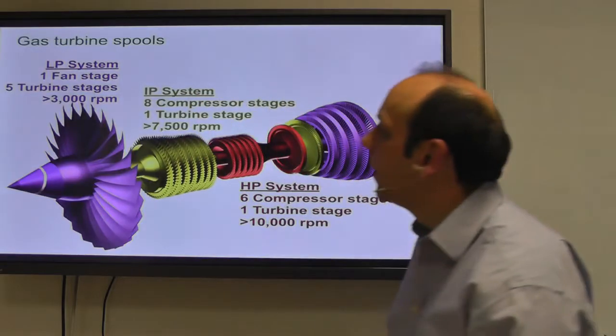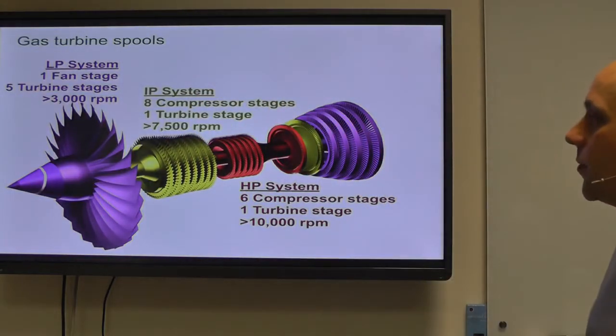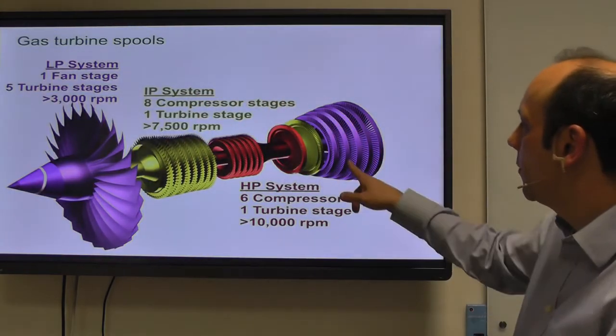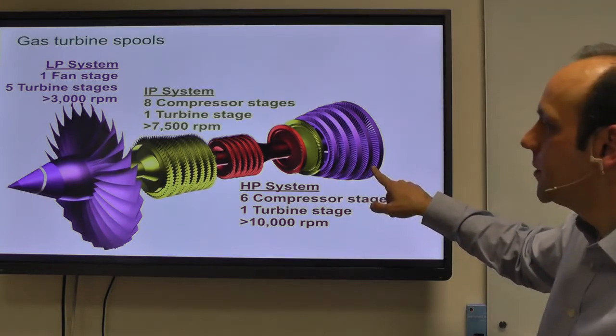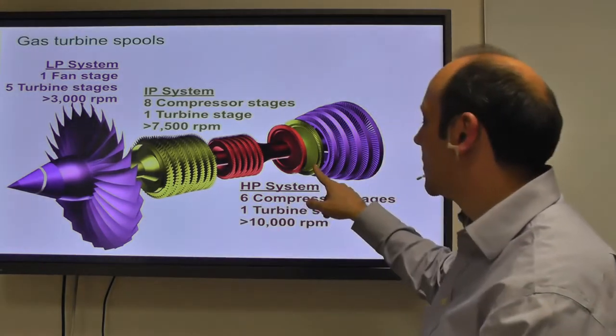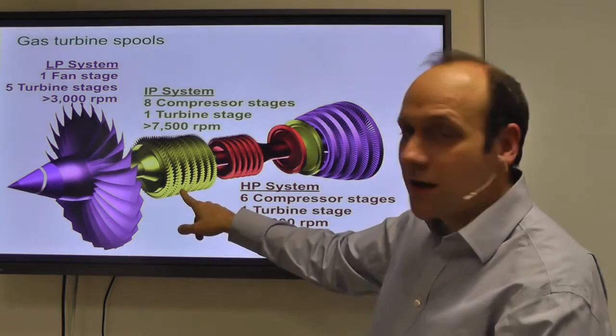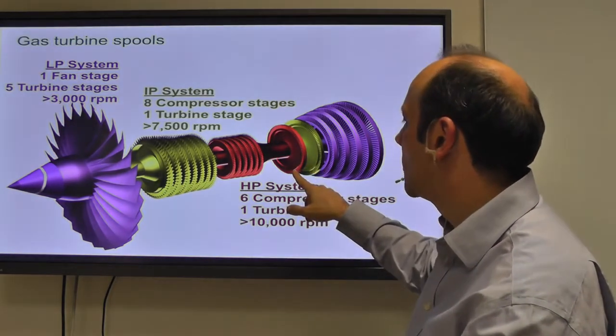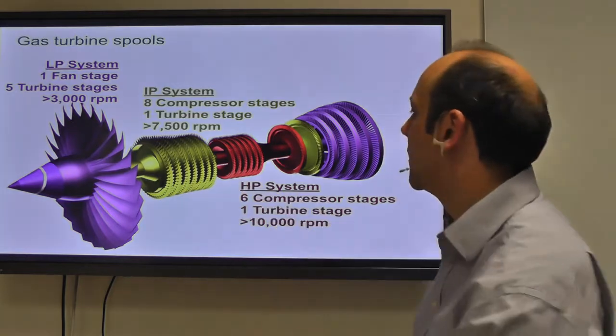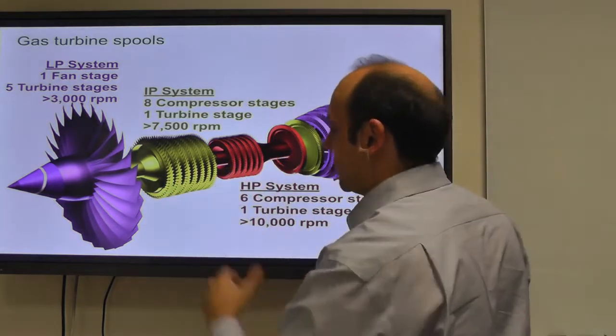Here for the Trent XWB, here's how it's laid out. So you have all of these low pressure turbine stages driving the fan, this one stage of the turbine driving the IP, intermediate pressure system, and the high pressure turbine there driving the high pressure compressor. So you have 3 sets of shafts in this Rolls design.